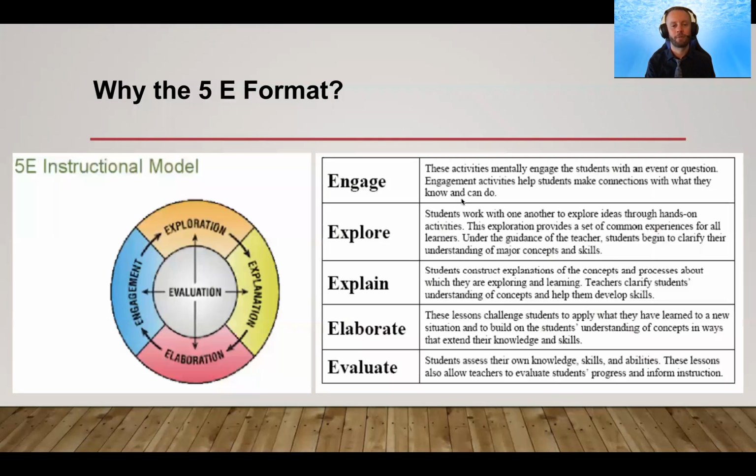The 5E format follows these 5 components: engage, explore, explain, elaborate, and evaluate. Even though you will find an evaluation at the end of each of these lesson series or lesson plans, you will also find formative assessments at the end of each activity that will allow teachers to monitor and give feedback as students move.